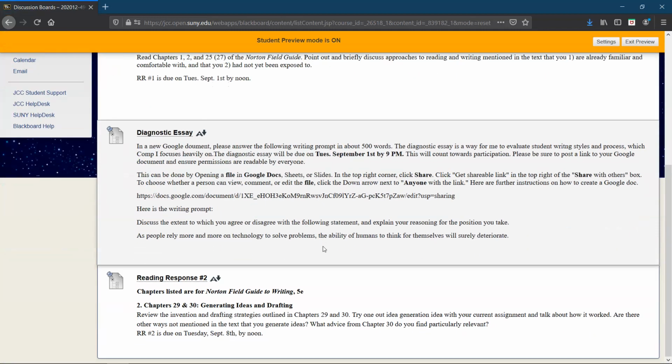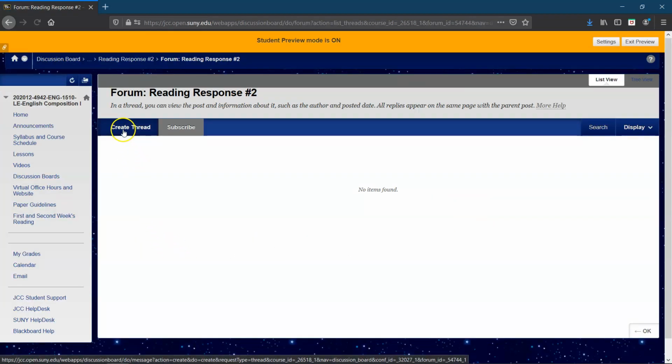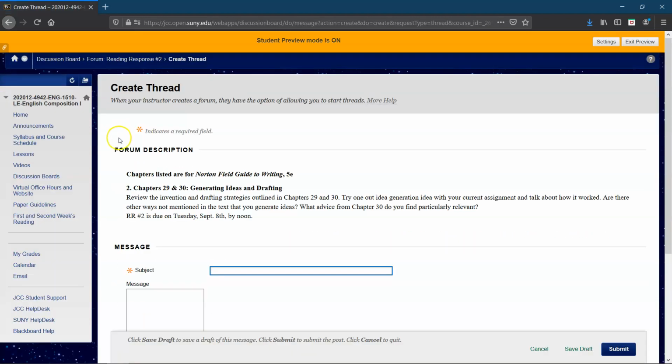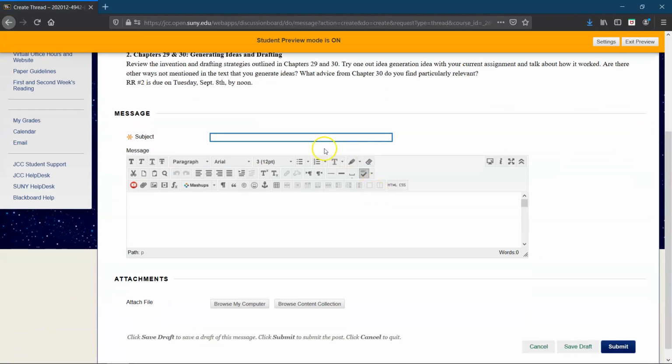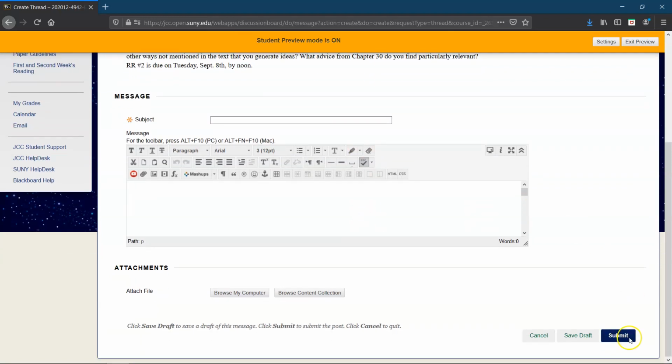the discussion boards can be found here, and the reading response 2 can be found right here. And then all you do is click create a thread, and you can enter the name of your thread and also post, and once that is done, all you do is hit submit.